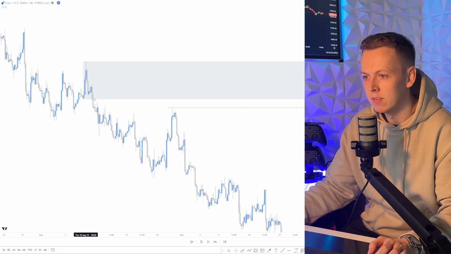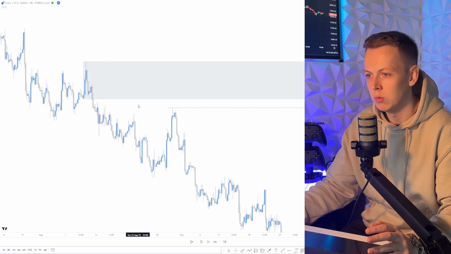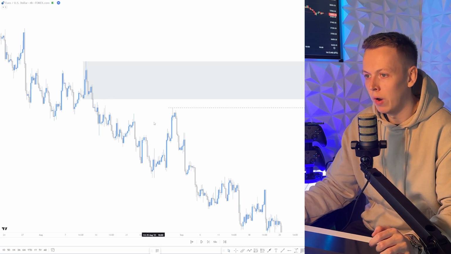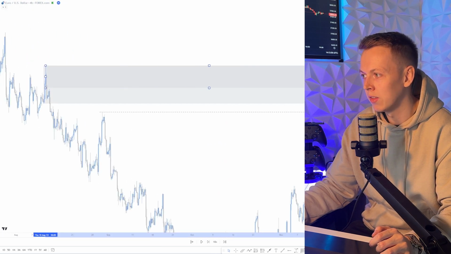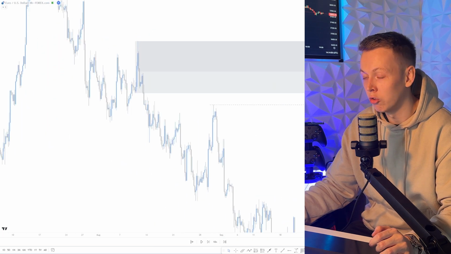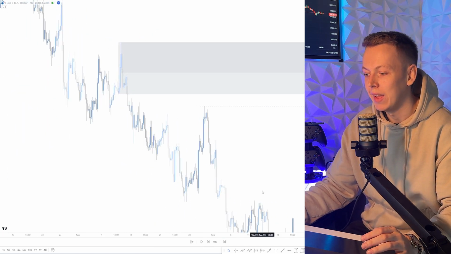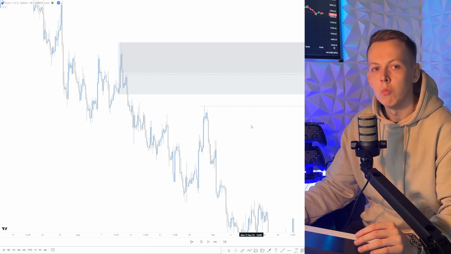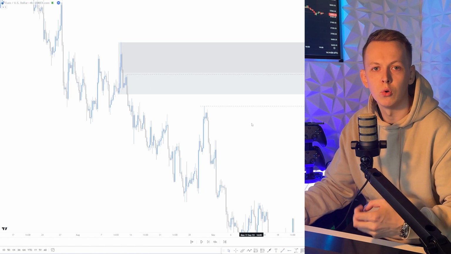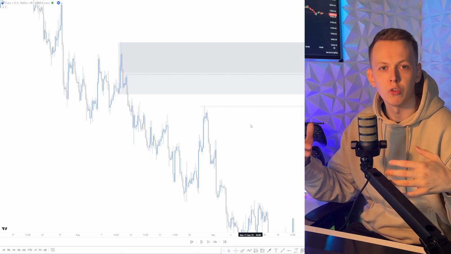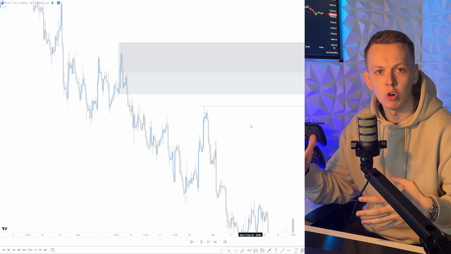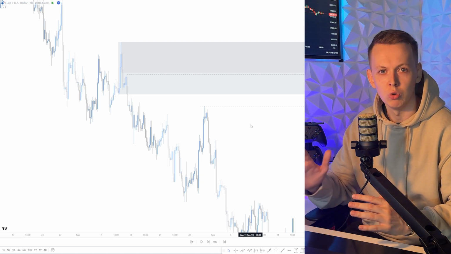Now, if we have a look in this zone, in this area, what can we actually see? Well, of course, again, there are more areas of inefficiency that have been unmitigated. If we have a look at this zone just in here, you can see that we have not had a tap into this area. So of course, this is another potential area of interest. And on top of that, what makes this area even better is this area of liquidity. Remember guys, it's very important to always be looking for liquidity when framing up trade ideas. It helps with the confluence of the trade and makes it even stronger that we're going to get some kind of reaction to that area.